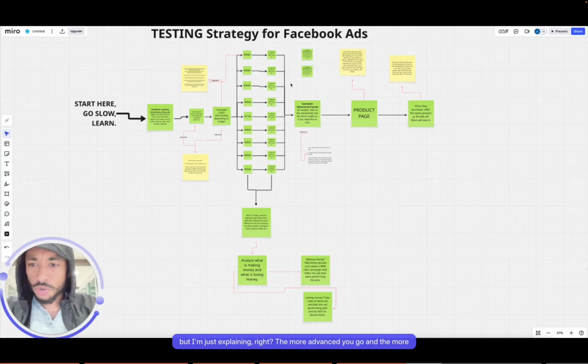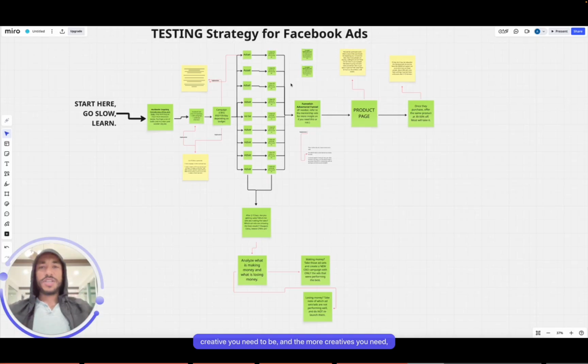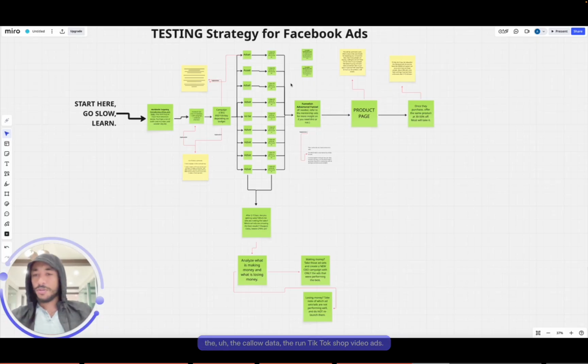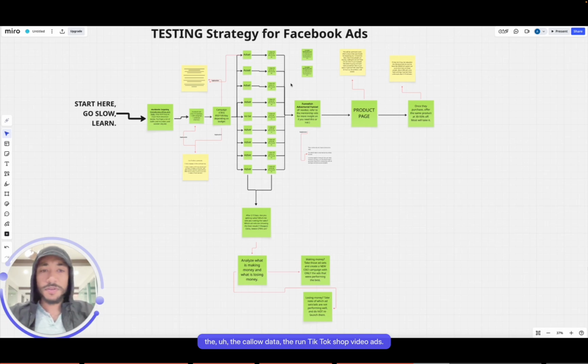The more advanced you go and the more creative you need to be, the bigger your business gets. This is what you should be doing. This is the new way. Forget all the copy and paste, all the Callo data, the TikTok shop video ads. Forget all of that, bro. I'm giving you the real sauce right now.